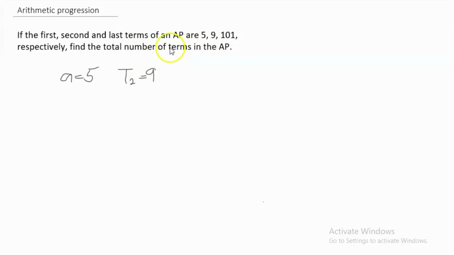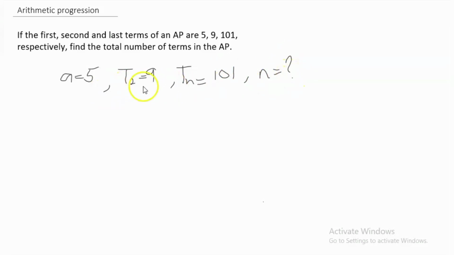And last term 101. Now let's say we have 7 terms in an arithmetic sequence. Then it means that T7 would be our last term. So now, because we don't know the number of terms that we have in the arithmetic progression, and it says find total number of terms, that's what we're looking for. It means that we can say let the total number of terms be n, meaning that Tn is going to be 101. So n is what we're looking for.